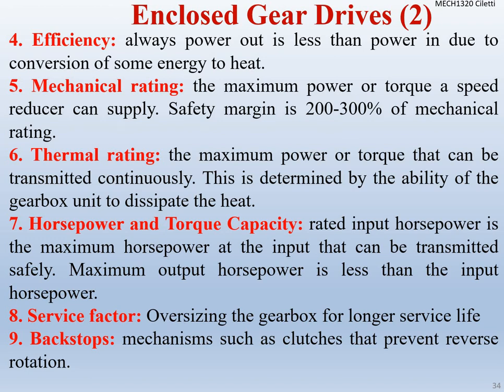We have a mechanical rating. Most of them are rated to 200 to 300% for safety. There's a thermal rating, that's the maximum power torque that can be transmitted continuously. This is determined by the ability of the gearbox to dissipate the heat. Then horsepower and torque capacity, rated input horsepower, that's the maximum horsepower at the input that can be transmitted safely. Maximum output horsepower is less than the input horsepower.